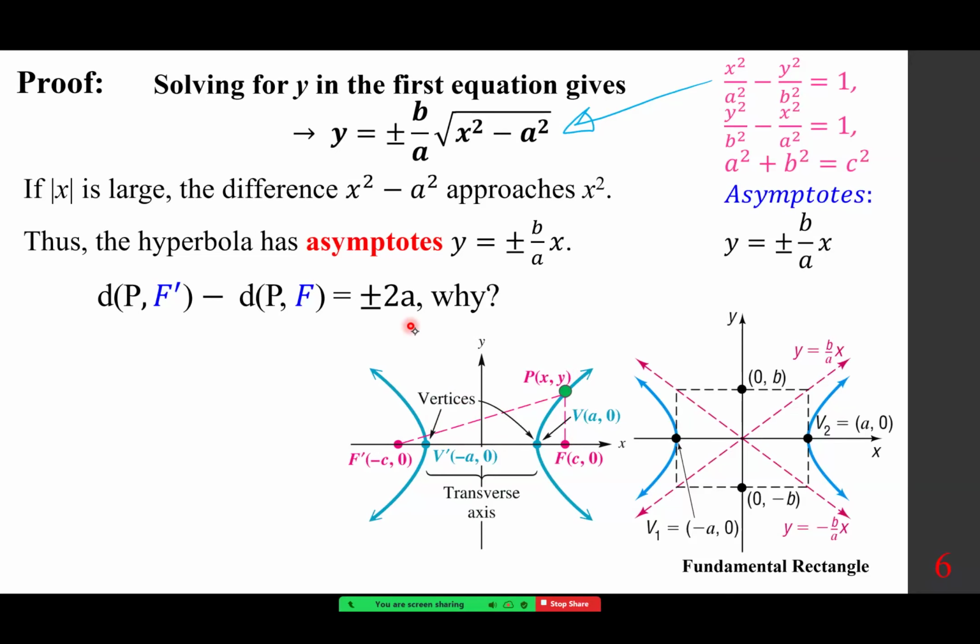So the proof is very simple. Remember, by definition, this distance is constant. So if you pick any point, for example, if you pick this point, PF prime minus PF has the same distance, because if you pick any point on the graph, you pick this point, for example.